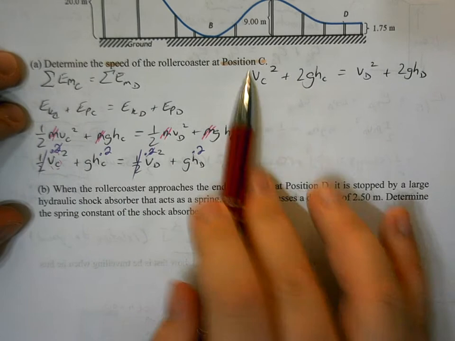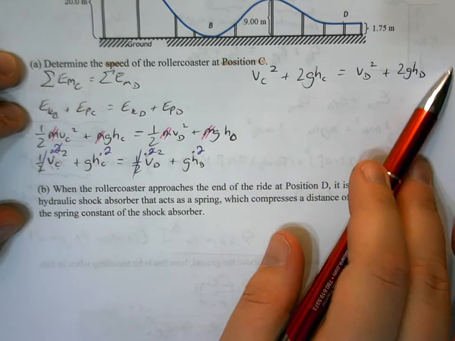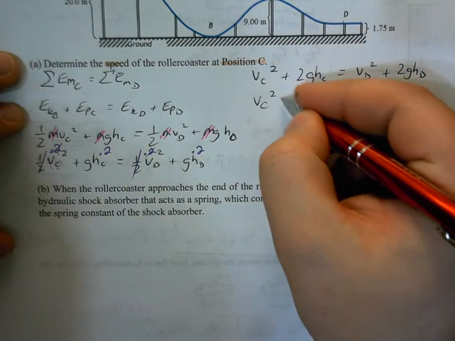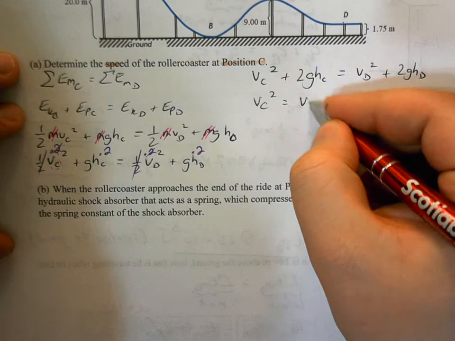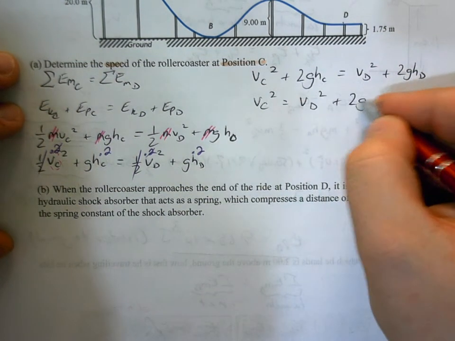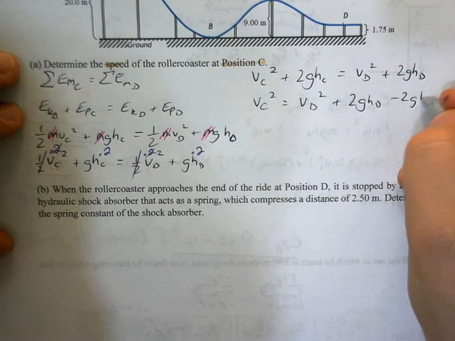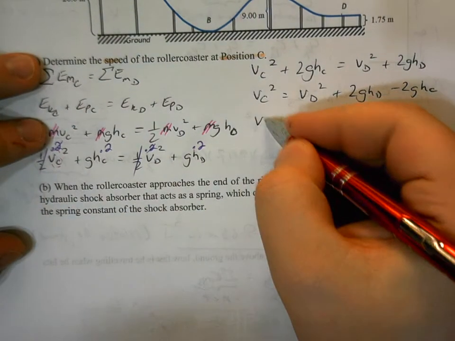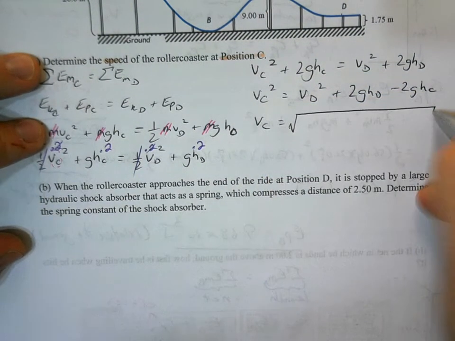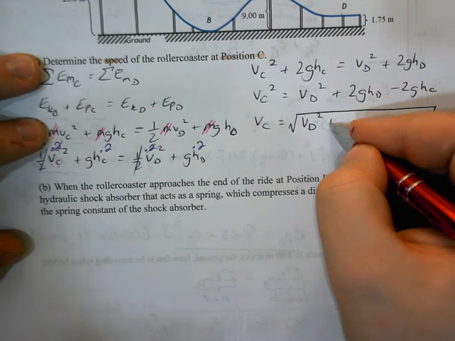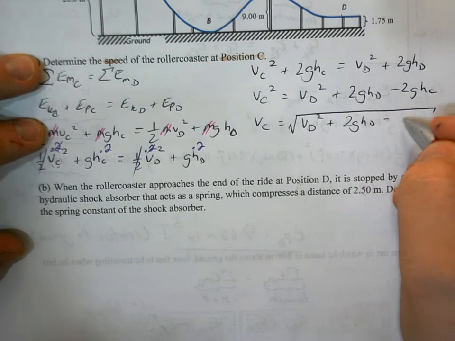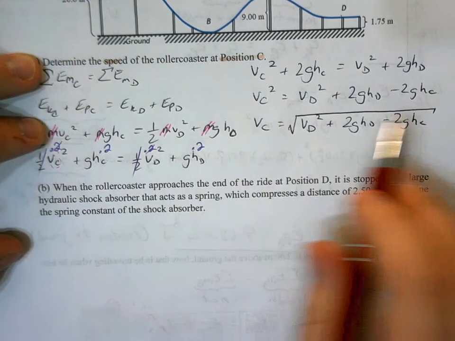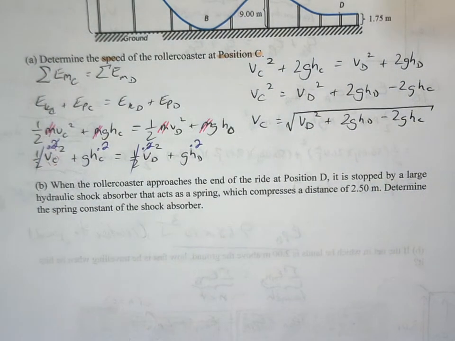So I would like vC squared on its own. Let's take this 2g hC to the other side. So I'm going to get vC squared is equal to vD squared plus 2g hD minus 2g hC. So a lot of work in here, but then for vC, we're just going to square root all this. And remember, when we're taking the square root, we're square rooting the whole thing as one. We're not doing the square roots of each little piece.